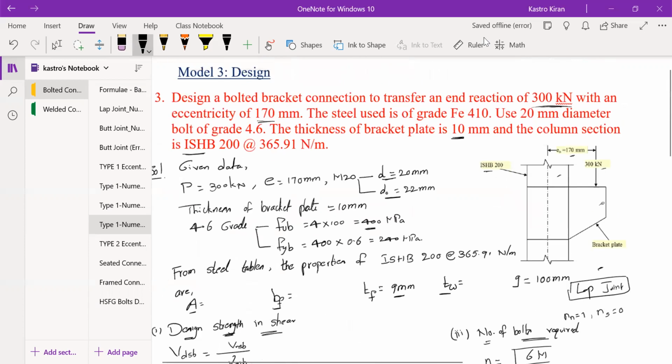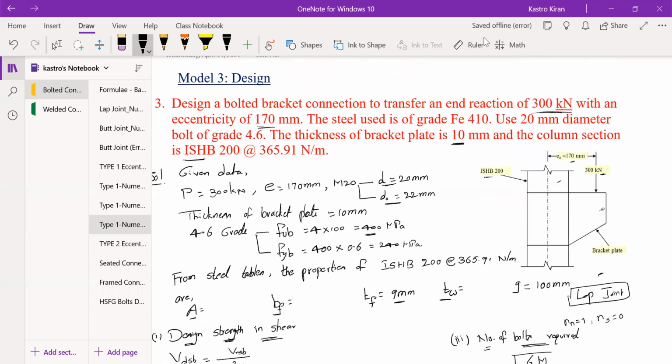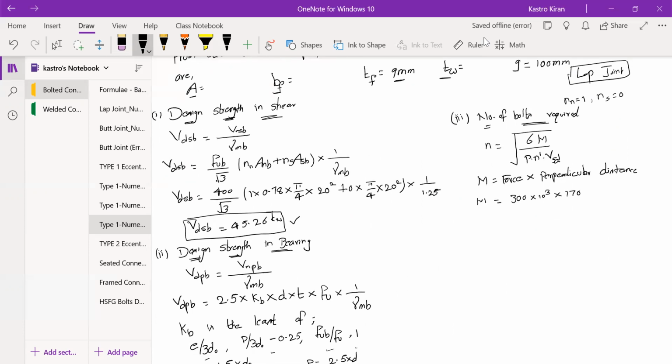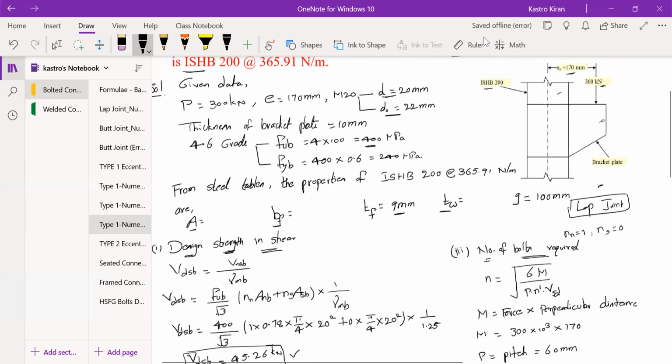What is the force? We have force which is 300 kilonewtons and perpendicular distance is this one, that is 170. So force is 300 kilonewtons converted to newtons, and perpendicular distance is 170 mm. Therefore, you can find out the value of M. And here P is pitch distance or pitch. So the value of pitch which we have adopted is 60 mm. You can check down here, P value, so 60 mm.